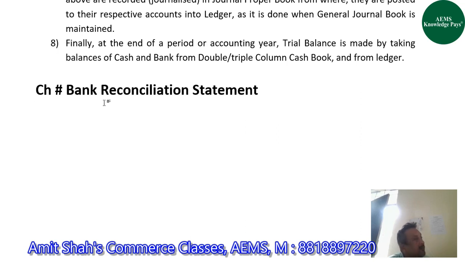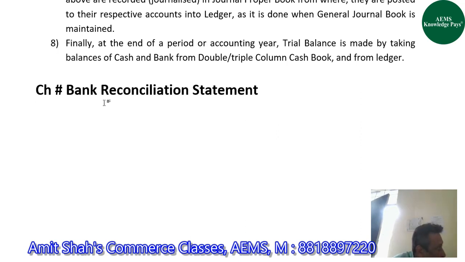Obviously, after knowing this, you cannot sit peacefully. Correct or not? You will definitely go to bank and ask why the balance is less than in your books. I claim 120, but you are saying that I can take only 80,000 from you. So bank will say you take the statement and do whatever you want to do. We are absolutely correct because we do not work here manually. Our software works.